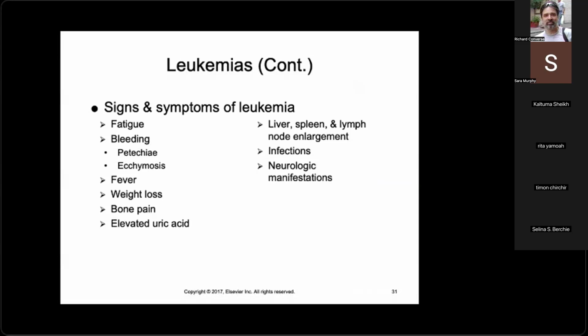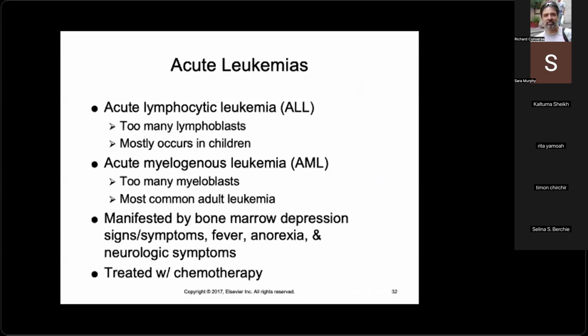Acute leukemias, like the name implies, come on quickly, right? Acute lymphocytic leukemia, too many lymphoblasts, occurs often in children. Acute myelogenous leukemia, too many myeloblasts, it's a common adult leukemia, and is manifested by bone marrow depression. Signs and symptoms include fever, anorexia, and neurological problems.